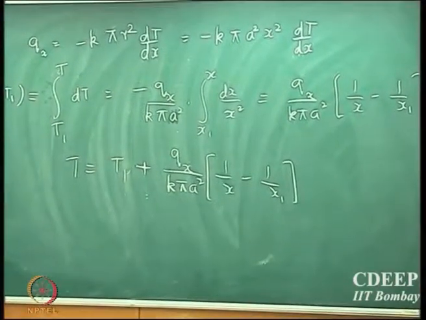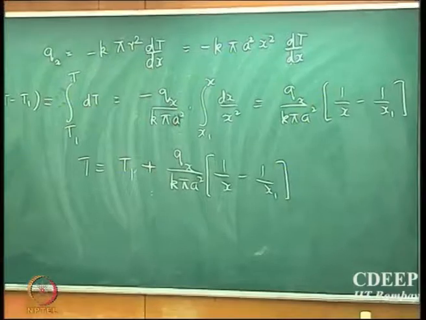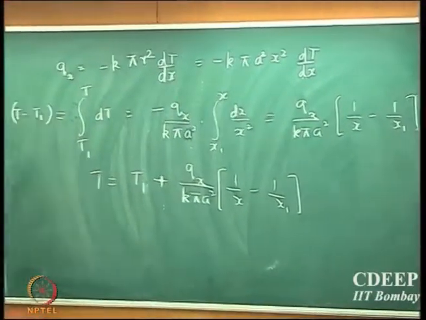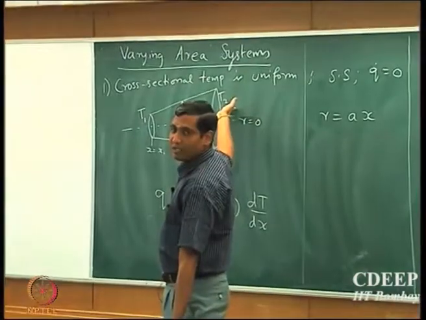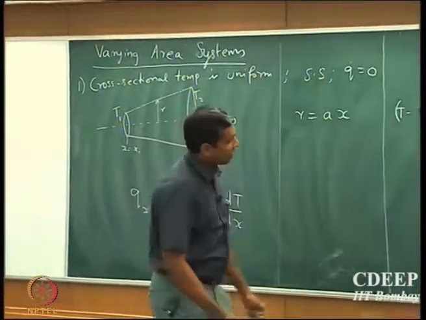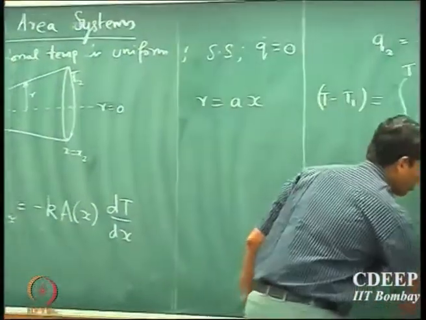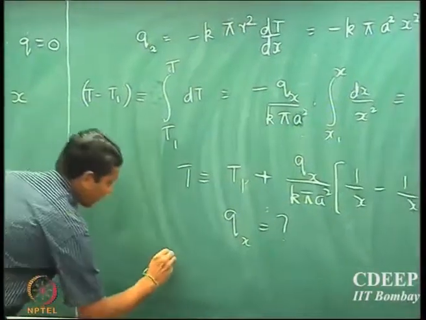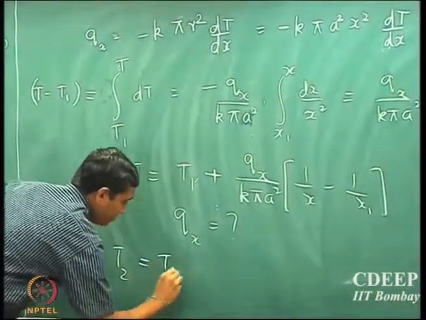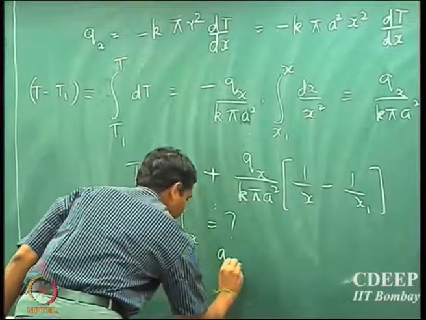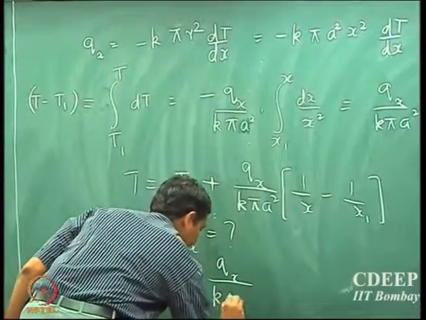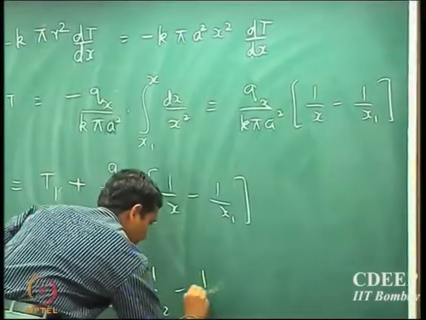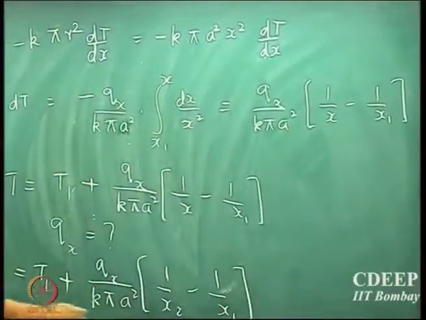We do not know the Qx value, right. So it is not a complete description yet. How do we find Qx? We know that the temperature at the other boundary is T2. So we can use that property to find out what Qx is. We are going to say T2 is T1 plus Qx by k pi a square multiplied by 1 by x2 minus 1 by x1.